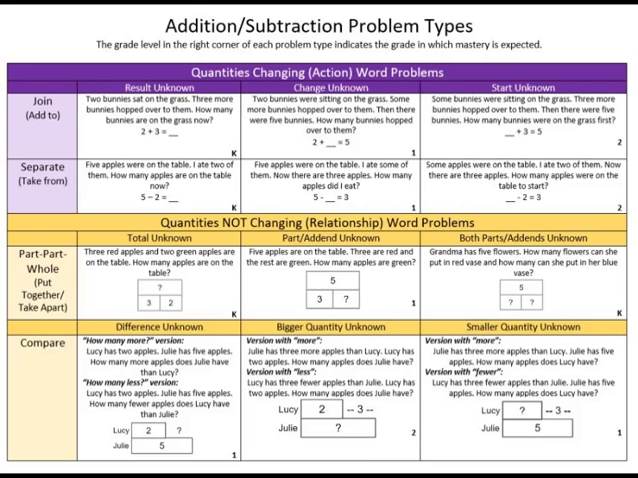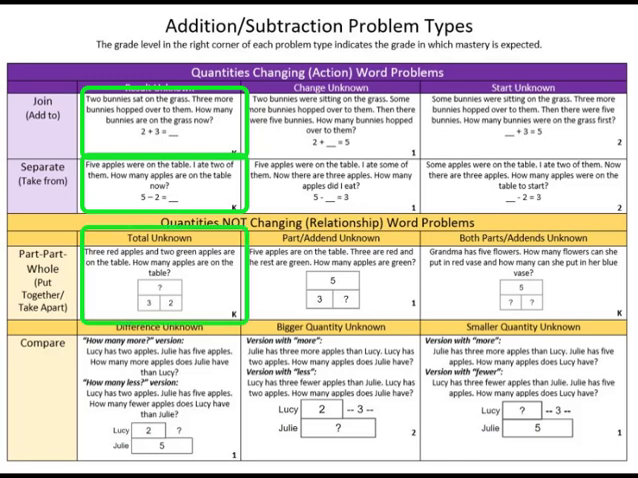So for example, if I am teaching kindergarten, my students are expected to master join result unknown word problems, separate result unknown word problems, part-part whole total unknown word problems, and part-part whole both parts unknown word problems. Mastering these problem types means that in all future grade levels, students are expected to be able to solve problems within those structures. So as students move through the grades, in first grade, they'll solve the same problem types, but the numbers will get bigger.